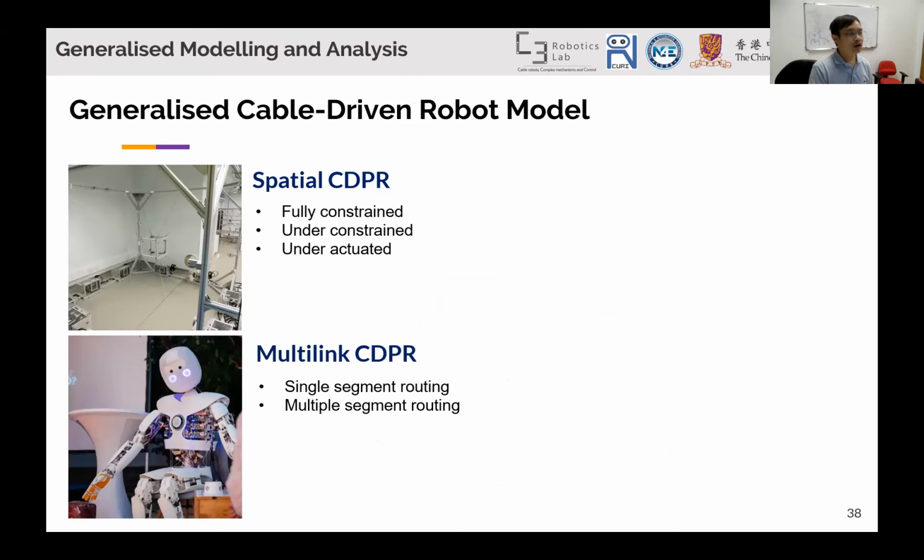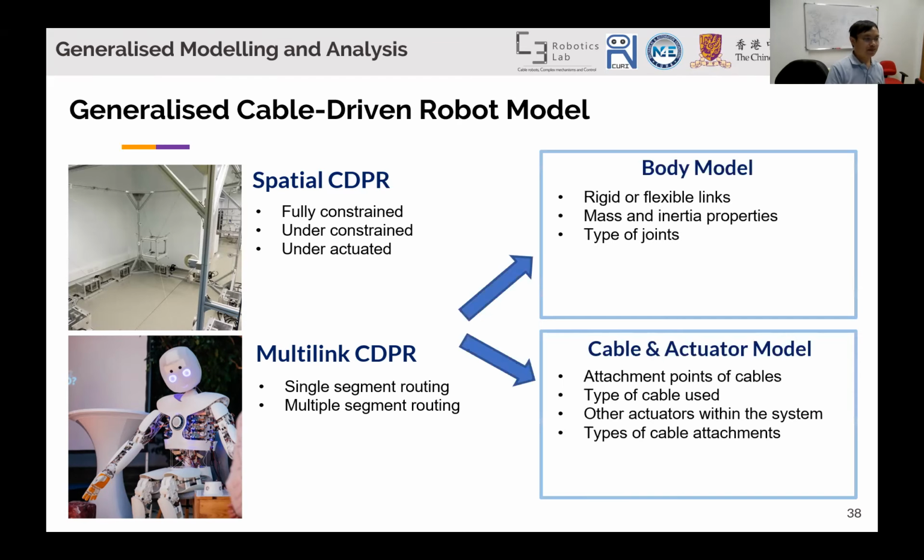So we're talking about there's so many different types of cable robots out there: spatial robots, multi-link robots. Within spatial robots, you've got fully constrained, under constrained, even under actuated. You've got multi-link robots where you've got a single segment of routing, just cable to one point, or cable to multiple links and multi-segment. But all of that, really, there's common things behind it.